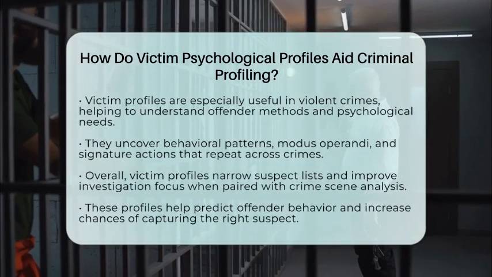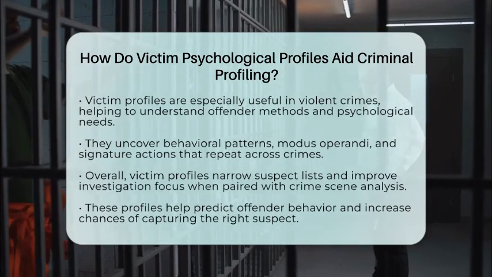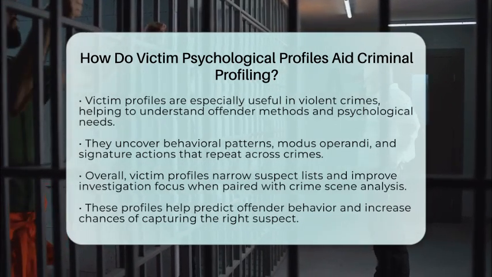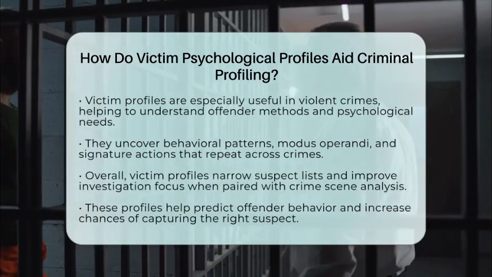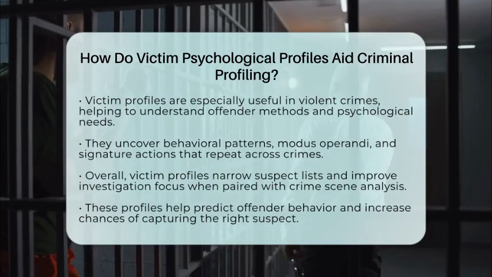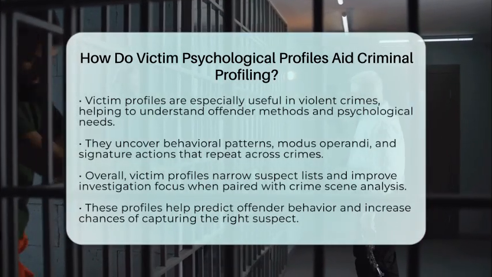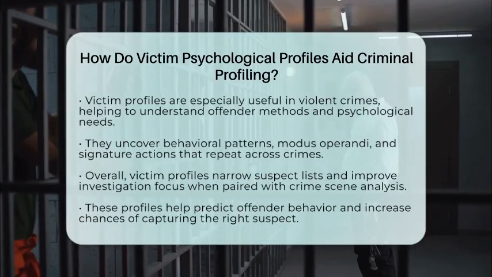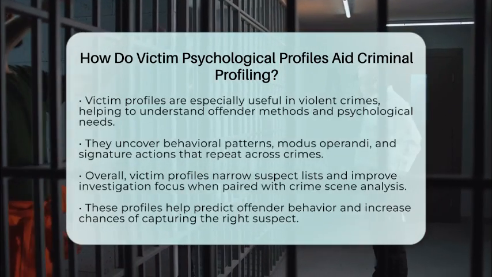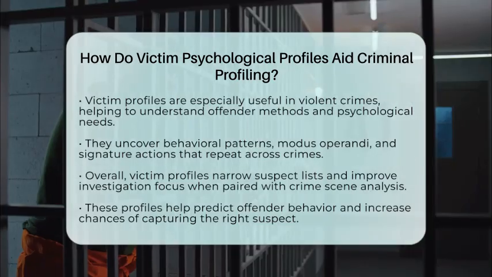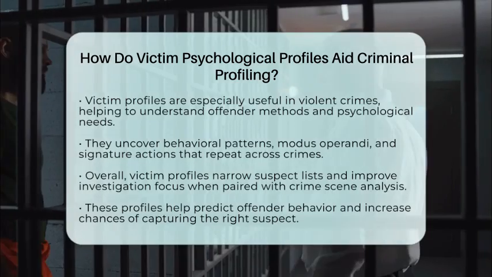Overall, victim profiles help law enforcement by providing clues about why someone was targeted and how the crime unfolded. They help narrow down suspect lists by linking victim traits to offender behaviors. When combined with crime scene analysis, these profiles make the entire investigation more focused and efficient. They give investigators a clearer picture of the crime's context and help predict what the offender might do next. This approach ultimately strengthens efforts to catch the right suspect and bring justice to the victims.